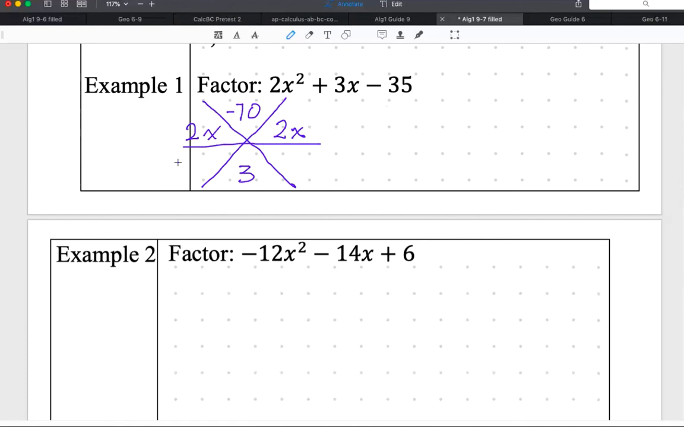Now, the question becomes, what 2 numbers multiply to negative 70 that also add to 3? And I'll write that down here too. Multiply to -70 and add to 3.